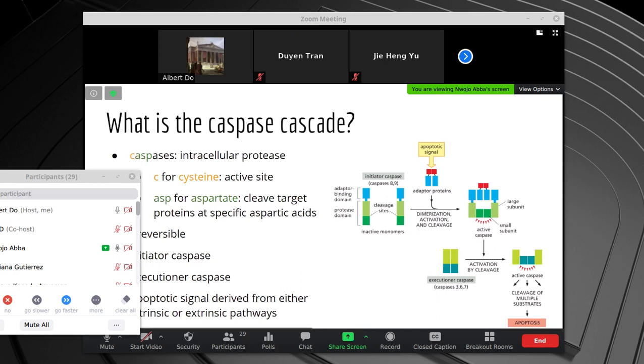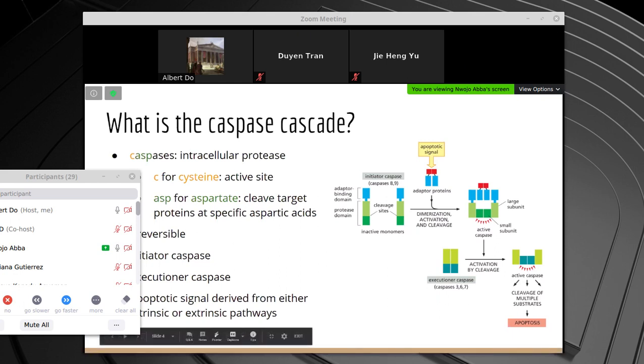This cascade first starts with the initiator. It's first inactive and requires two isolated and individual monomers of initiators. These inactive monomers bind to an adapter protein, which will activate it via dimerization. And the two monomers combine via cleavage, and that becomes an active initiator caspase. Downstream, you see that the executioner caspase, which is by its name the protein that is actually doing the cutting, is activated by the initiator caspase.